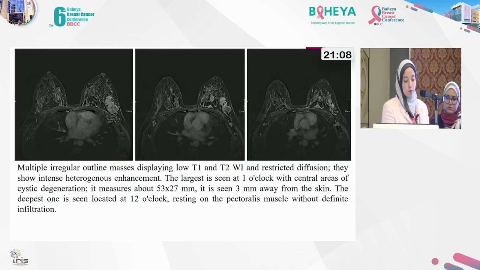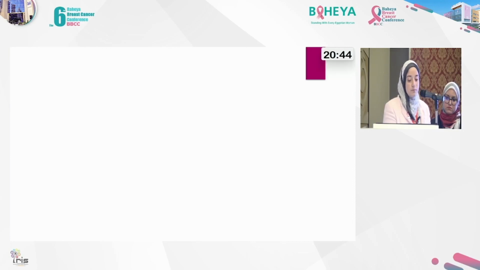MRI was also performed, and it showed masses with irregular outlines displaying low T1 and low T2 weighted images with restricted diffusion. They showed intense heterogeneous enhancement. The largest was seen at 1 o'clock with central areas of cystic degeneration measuring about 5 times 3 centimeters, 3 millimeters away from the skin. The deepest one is located at 12 o'clock and is resting on the pectoralis muscle without definite infiltration.